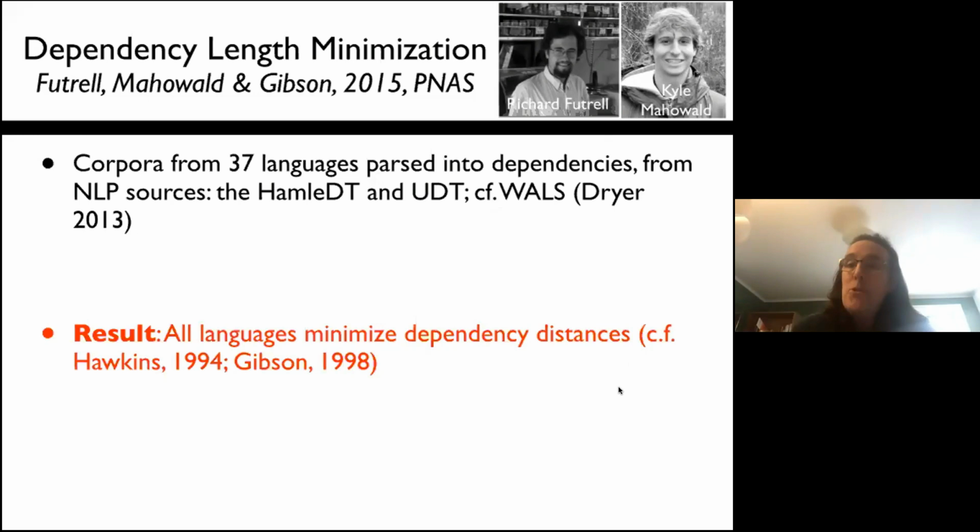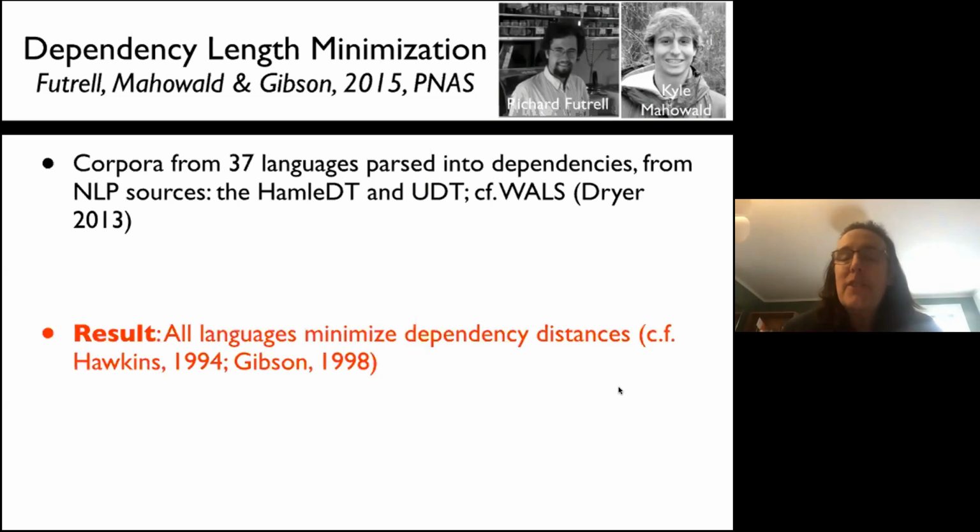Maybe a grammar gives you some optionality, and you want to put short before long in English. You want to put the long thing further away from the head if you have an option. And so that's a use thing. But languages are also optimized in terms of their grammars.